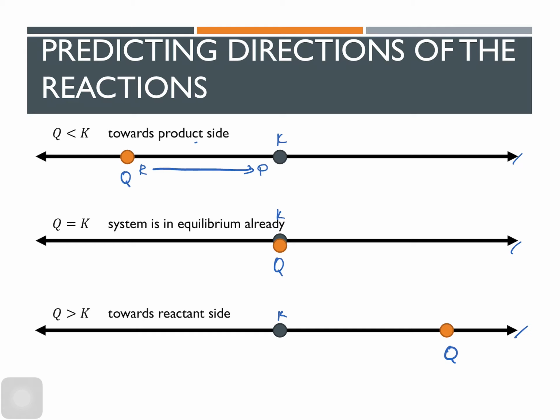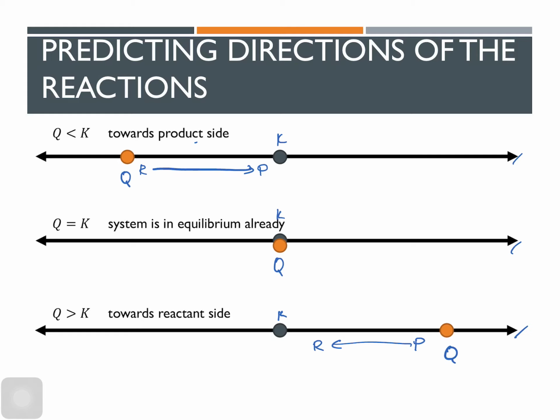If your Q is equal to K, that means they're already in equilibrium, so nothing to worry about at all, because there's nothing to do anymore. If your Q is greater than K, that means the ratio of the concentrations of your substances initially is way greater than what it should be. That means the reaction should go back. When I say go back, it will go back to the reactant side. The reaction will point to the left, going to the reactant side.